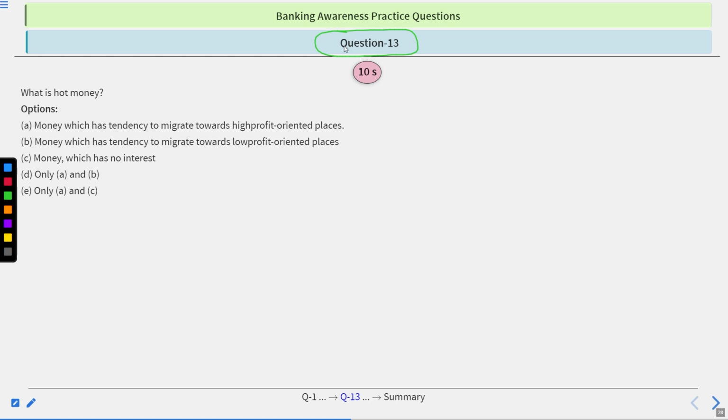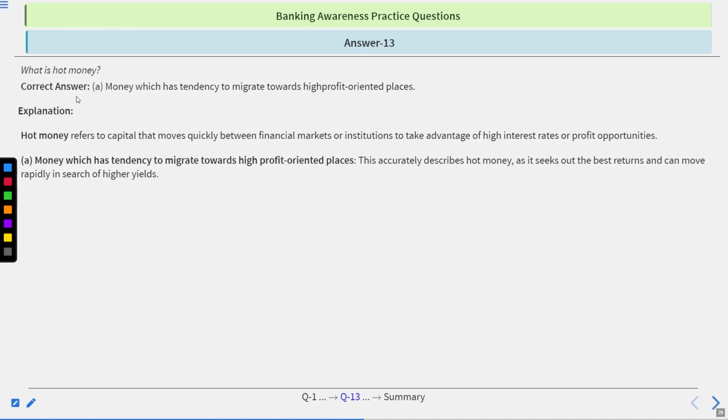Question number 13. What is hot money? Money which has tendency to migrate towards high profit oriented places. Money which has tendency to migrate towards low profit oriented trades. Money which has no interest. Only A and B, and only A and C. Again, you have 10 seconds to answer, then I will give you the answer. So time starts now. Okay, the time's up. So the correct answer is A, money which has tendency to migrate towards high profit oriented places.